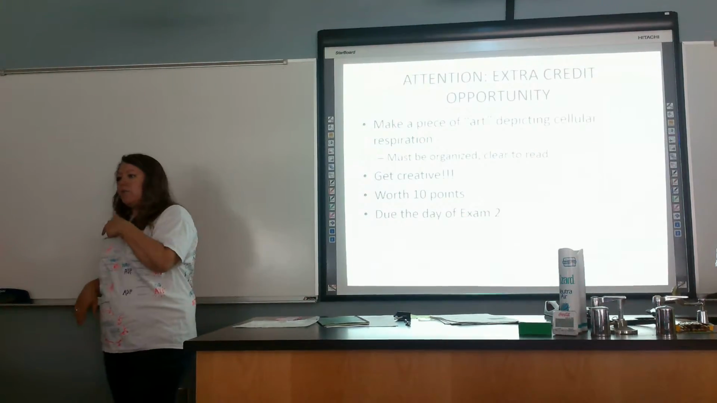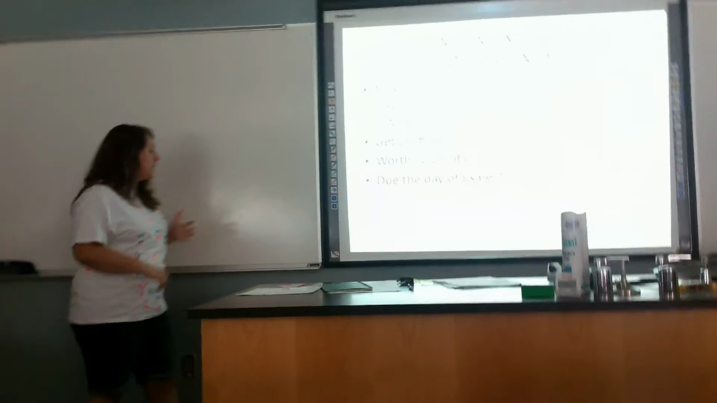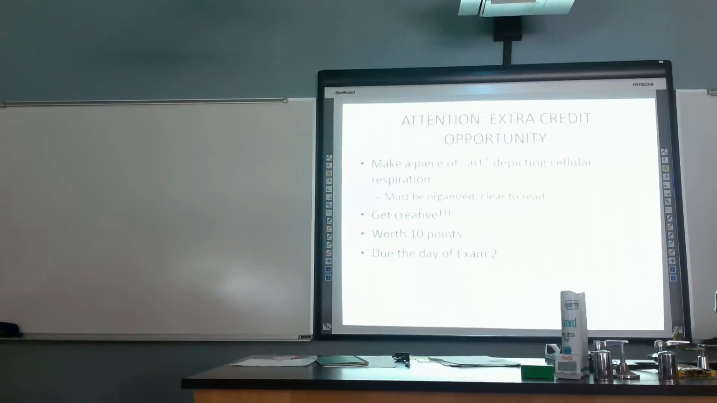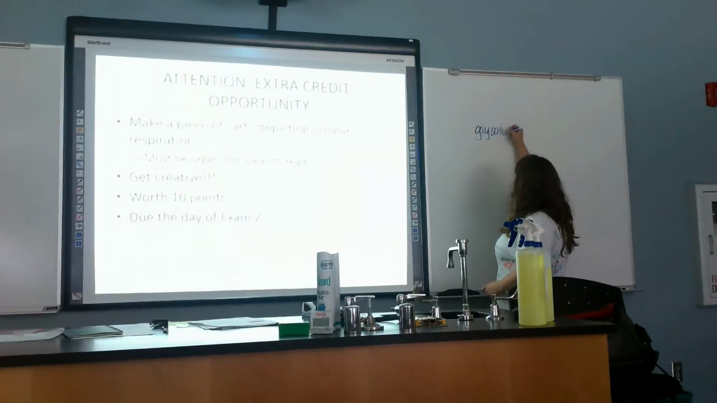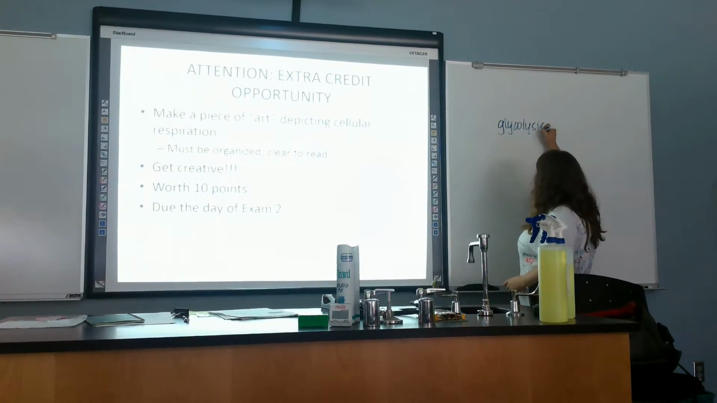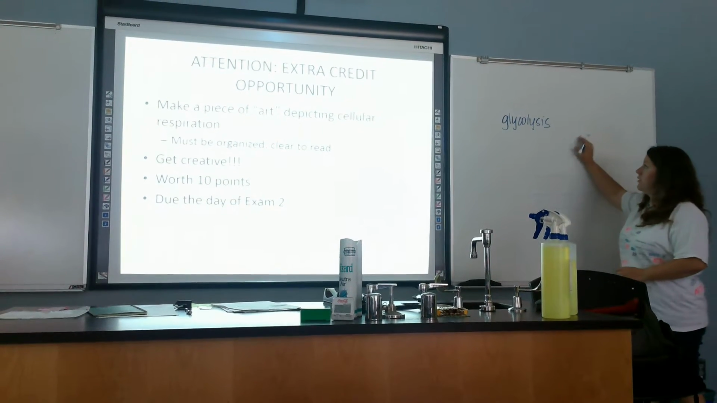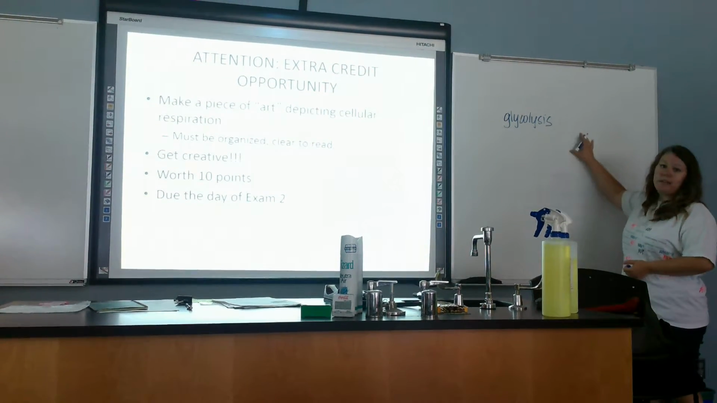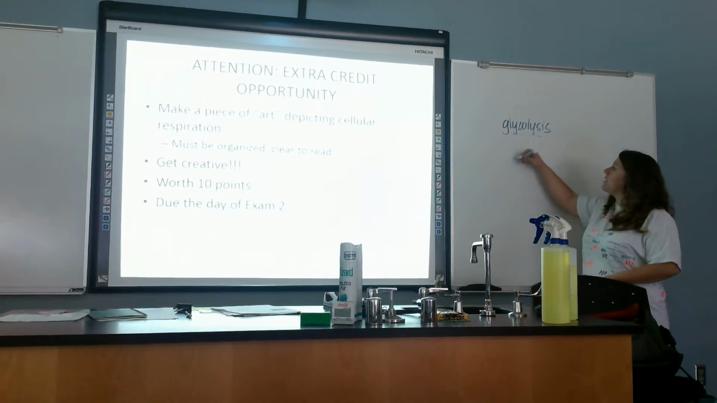So I will post to D2L a couple of examples. But here is what needs to be included on that. You need to cover in detail the process of glycolysis. So you need to show every single reactant that is involved in glycolysis. Every single time ATP is made or spent, you need to show that. You need to show what the product is of the entire glycolysis reaction.